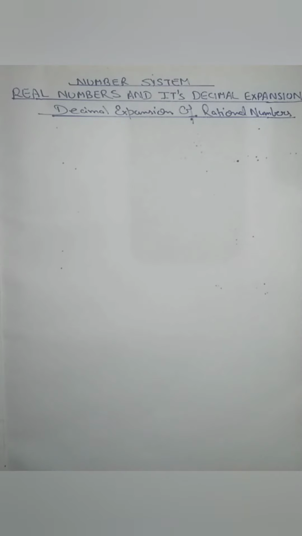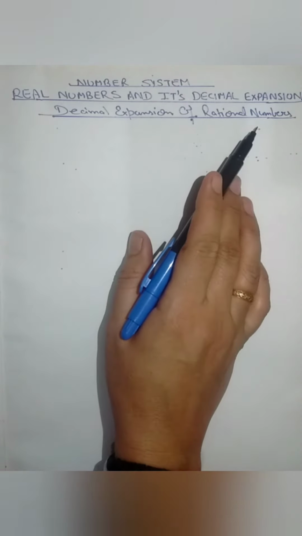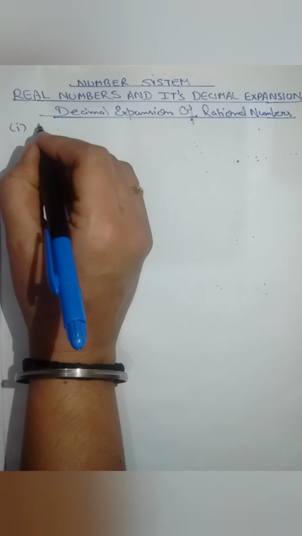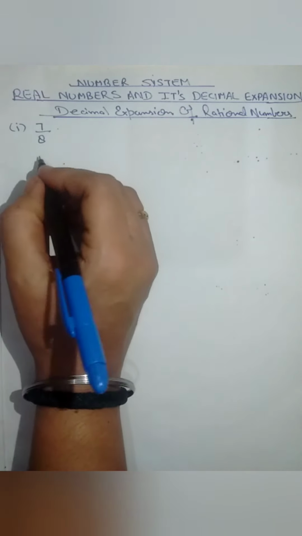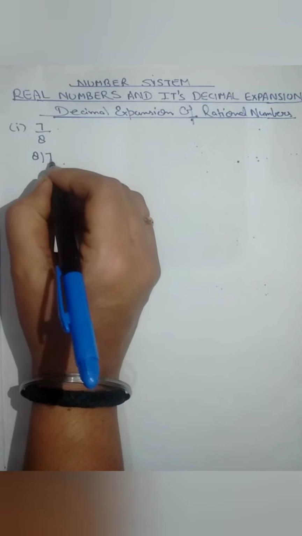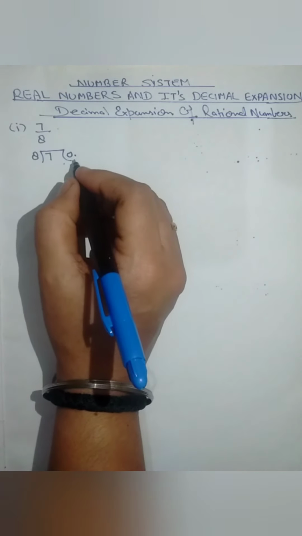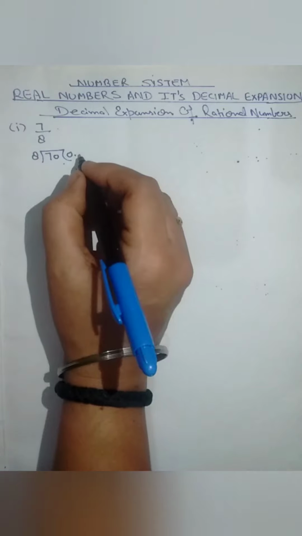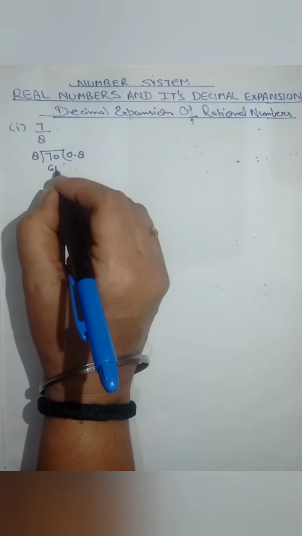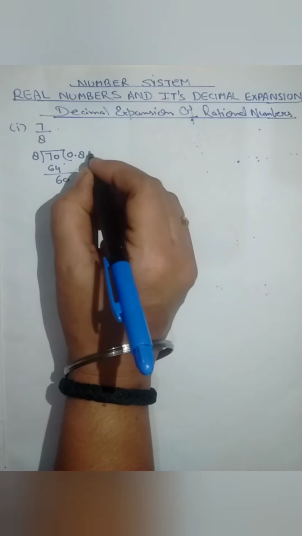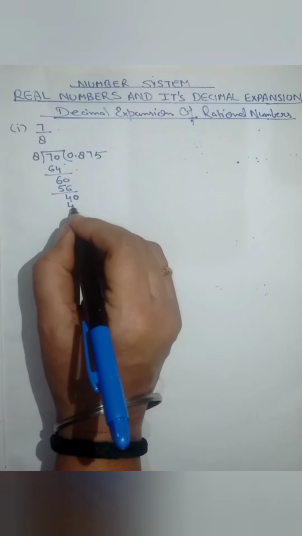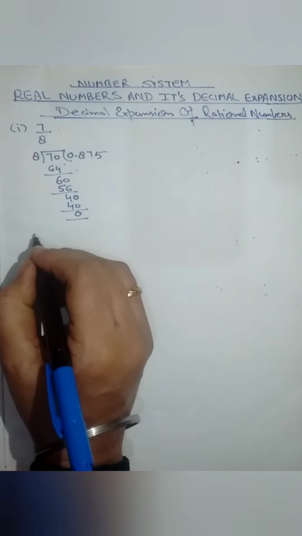Number system. Under this topic, we will study about real numbers and its decimal expansion. Firstly, we are taking decimal expansion of rational numbers. Suppose a rational number 7 by 8 is given. If we divide 7 by 8, where 7 is dividend and 8 is divisor, after division we are increasing 1 0 after putting the decimal, then it will be 64, then 6 0, again 8 7s are 56, 4, 8 5s are 40, remainder is 0.